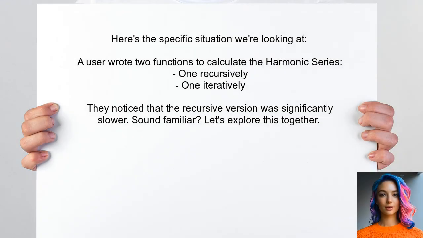Here's the specific situation we're looking at. A user wrote two functions to calculate the harmonic series, one recursively and one iteratively. They noticed that the recursive version was significantly slower, even though it seemed simpler. Sound familiar? Let's explore this together.